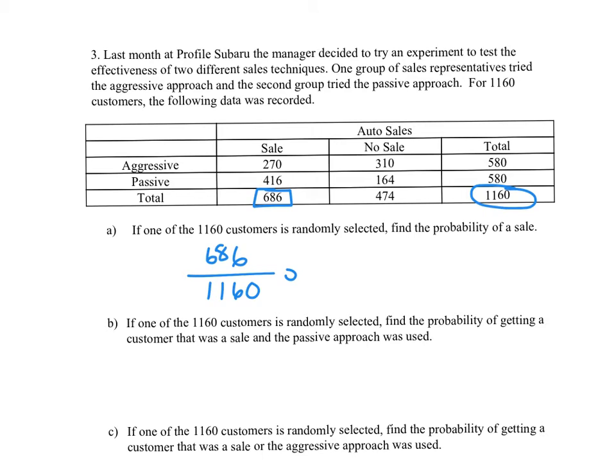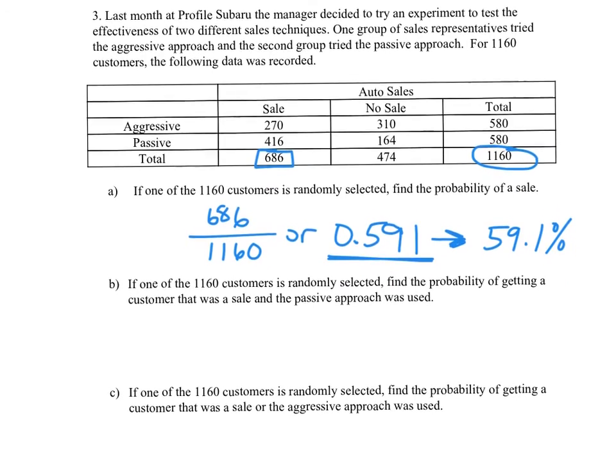You could have converted this to the decimal value, which is 0.591, which might be a better way to present this to your boss or whoever was doing this research, the board of directors. Or we might even say that 59.1% of the customers we made a sale to, or a sale was made to 59.1% of the customers.